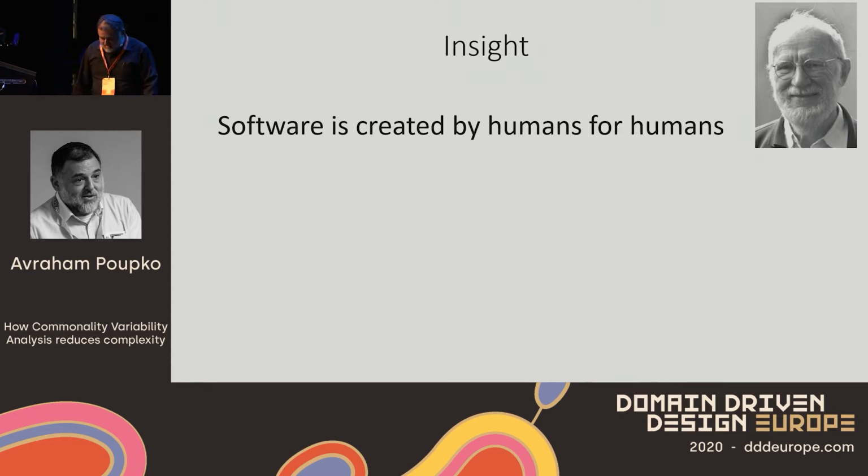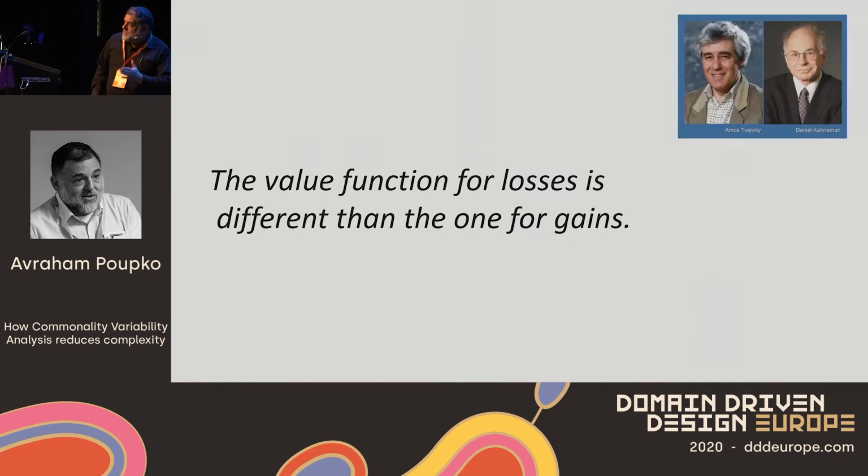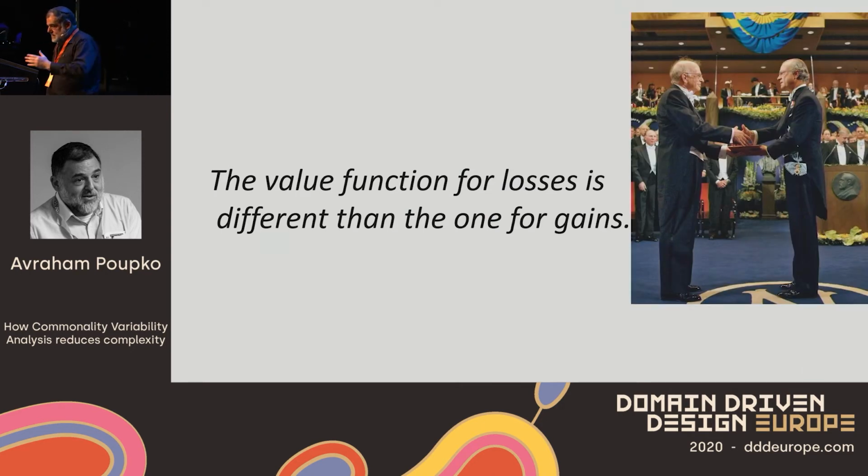Oh, we've all been enlightened now. And when I was thinking about this, I was trying to think about how insightful this is. And I was reminded of the work by Tversky and Kahneman. Tversky and Kahneman, two Israeli economists who did a lot of work on modeling how people behave in the economic world. And they made the following statement: the value function for losses is different than the one for gains. And those 12 words won them the Nobel Prize, at least Kahneman, who was still alive at the time. So that's insight. The value function for losses is different than the one for gains.